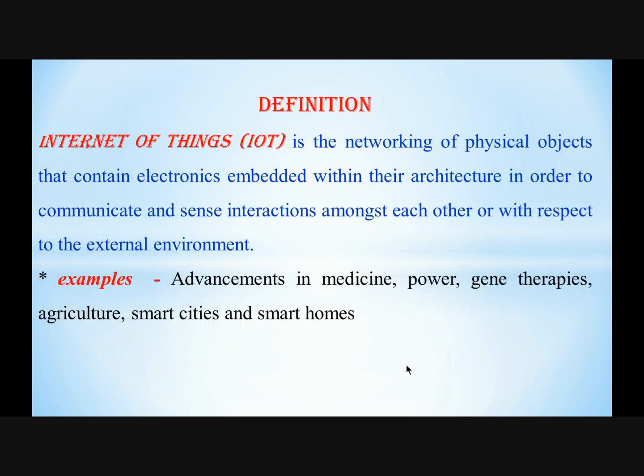Okay. And then comes the definition of IoT. IoT stands for Internet of Things, and it is the networking of physical objects that contain electronics embedded within the architecture in order to communicate and sense interactions amongst each other or with respect to the external environment. Okay. And then advancements in medicine, power, gene therapies, agriculture, and smart homes, smart cities. All these are just a few of the categorical examples where this IoT is strongly established.